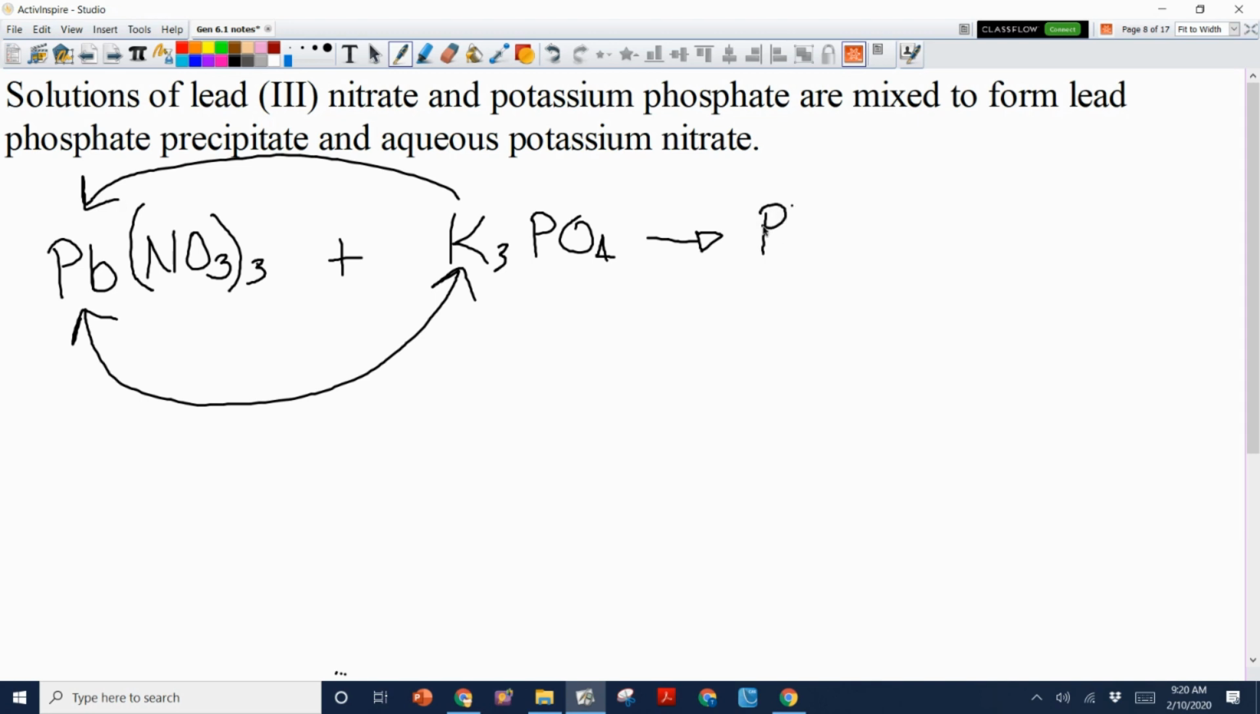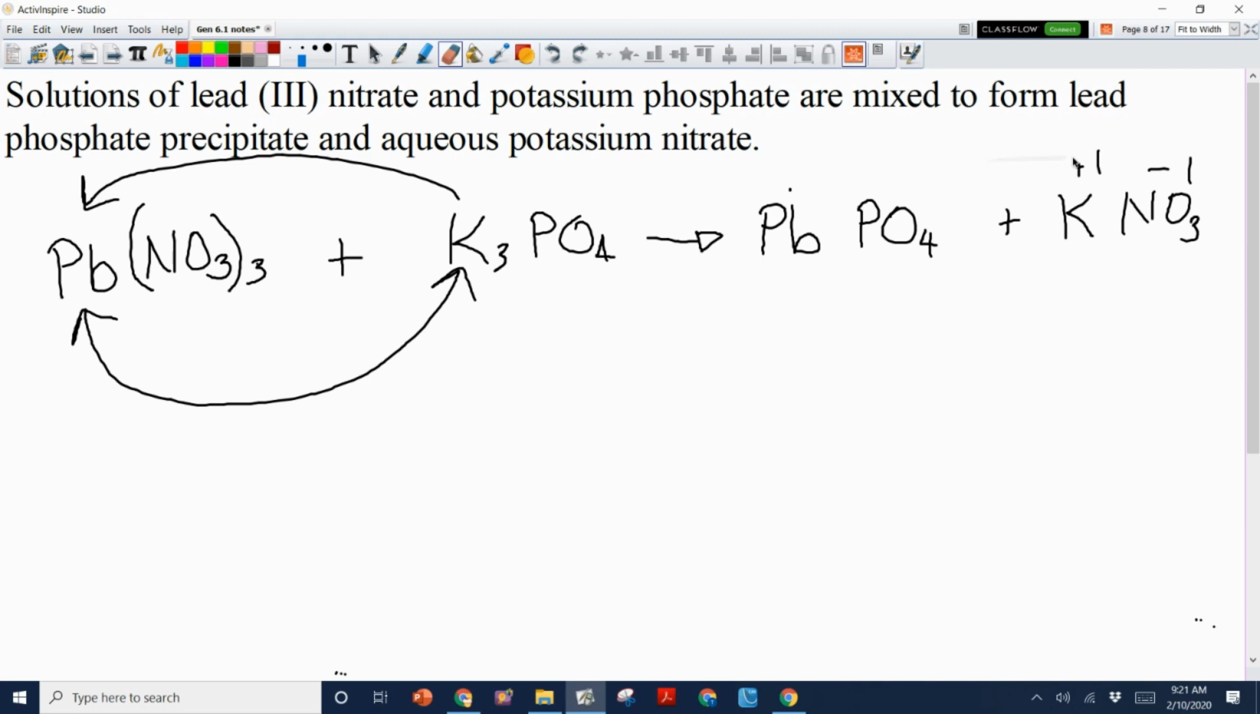So this is Pb. Now remember, that was lead-3 phosphate. So that's PO4. Okay, and phosphate's a -3. So those cancel out. You just smash them together. There's no subscripts needed there. And potassium nitrate, KNO3. So K is a +1. Nitrate's a -1. So those, again, those cancel out. So we just smash those together.